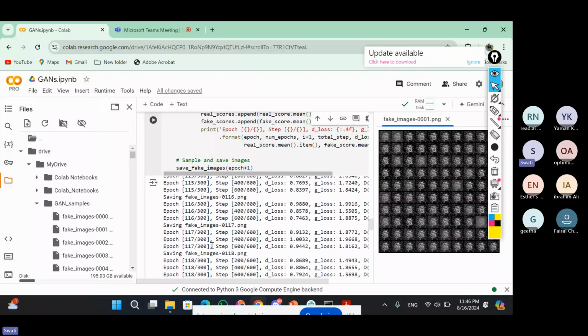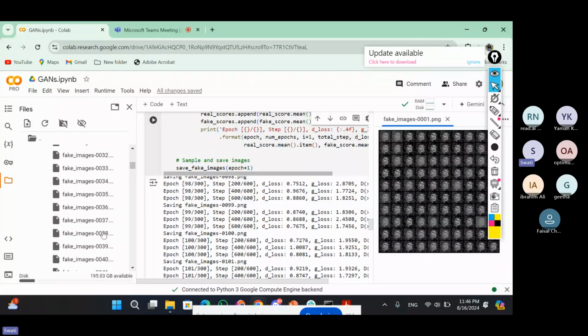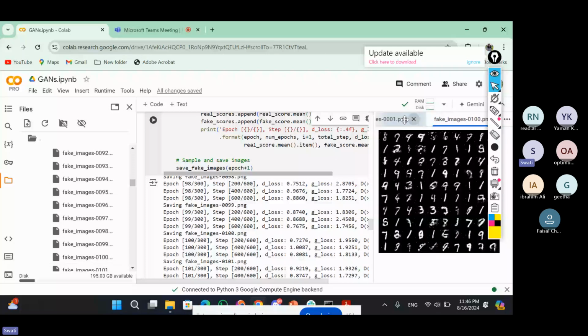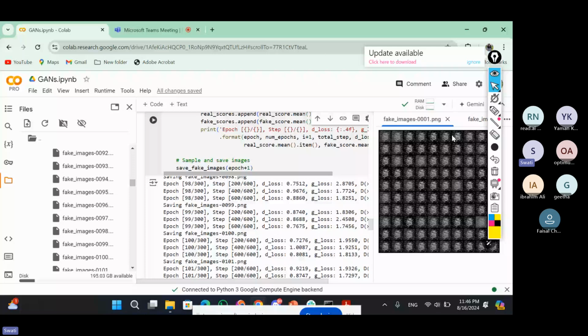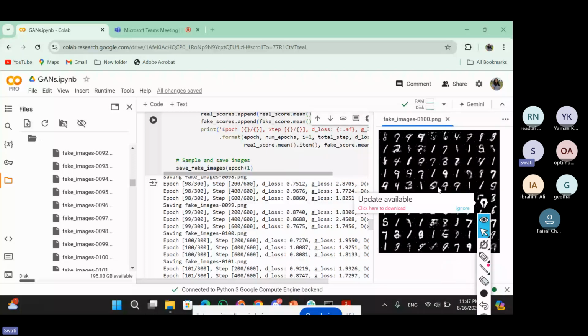Okay, so let's see how it is after 100 epochs. So we can see the 100th image. You can see some numbers now. Then at this point we have discriminator loss is this much and generator loss has decreased from 5 to around 2, 1.9 to be precise.